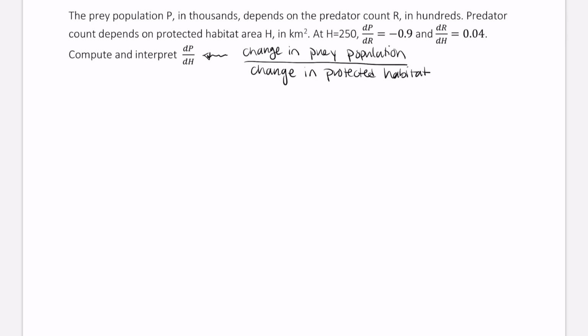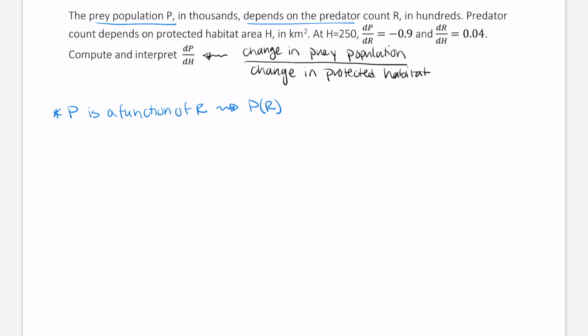So let's start with prey population P. We're told it depends on predator count. So P is a function of R. Okay, well, what does that tell me? That tells me P of R is how I would write out this function.